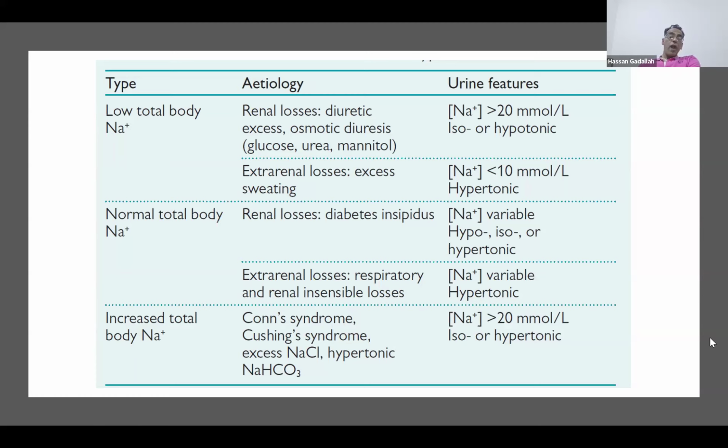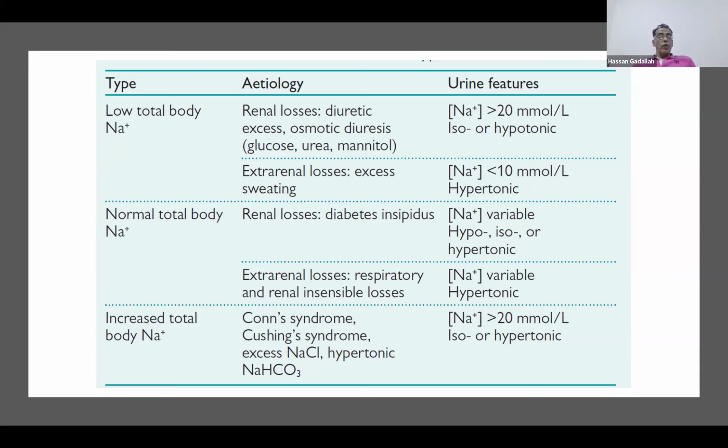So if we have hypernatremia with low total body sodium, what are the reasons? This might occur when we have renal losses. We mentioned before that if you are using loop diuretics or osmotic diuretics, there is loss of both sodium and water, but the water loss is in excess of sodium. So the patient goes to net water deficit and consequently hypernatremia.